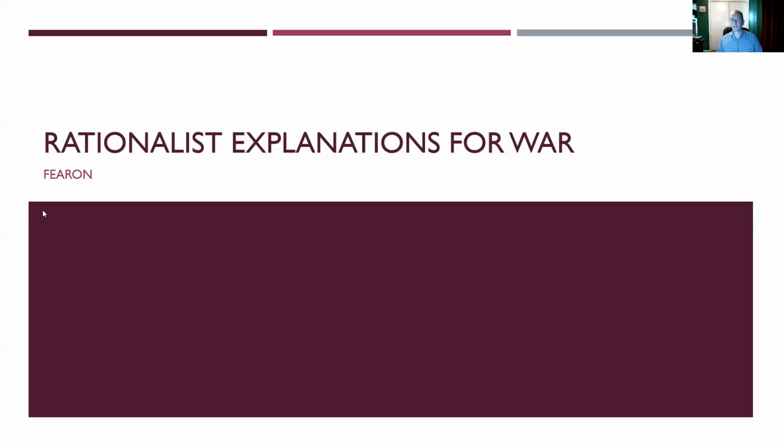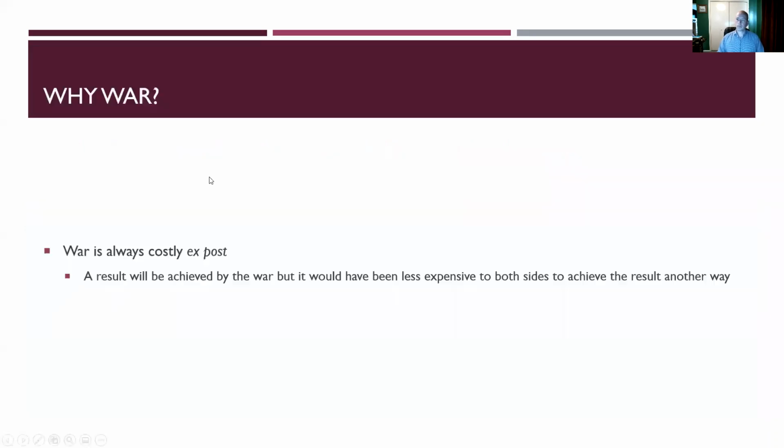All right, I'm going to share my screen. So here we are now, rationalist explanations for war. So, why does war exist? From a rationalist perspective, war shouldn't really occur, Fearon says. And this is the reason why. He says it's always costly ex post.